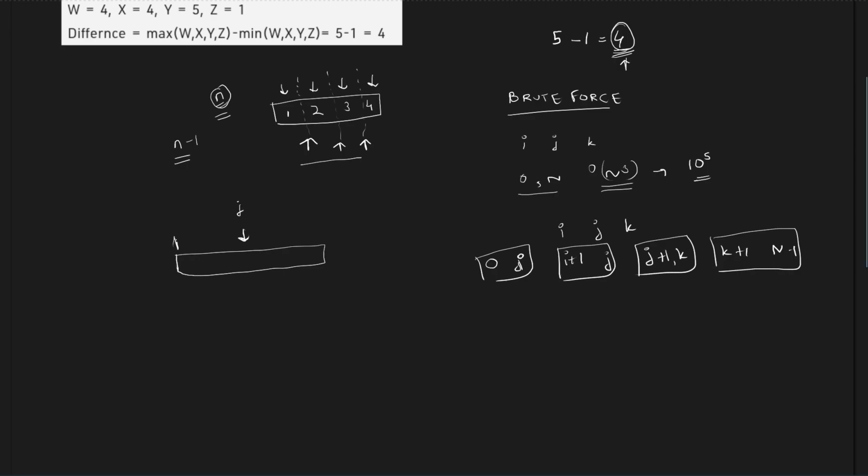Now among the left subarray, I want to find a pointer i such that I minimize the difference between the maximum and the minimum value. So how do we form the maximum and the minimum value? They will be formed by the sum of this particular subarray and this particular subarray. So I want to place the pointer i such that the sum in the left subarray and the sum in the right subarray are as close as possible.